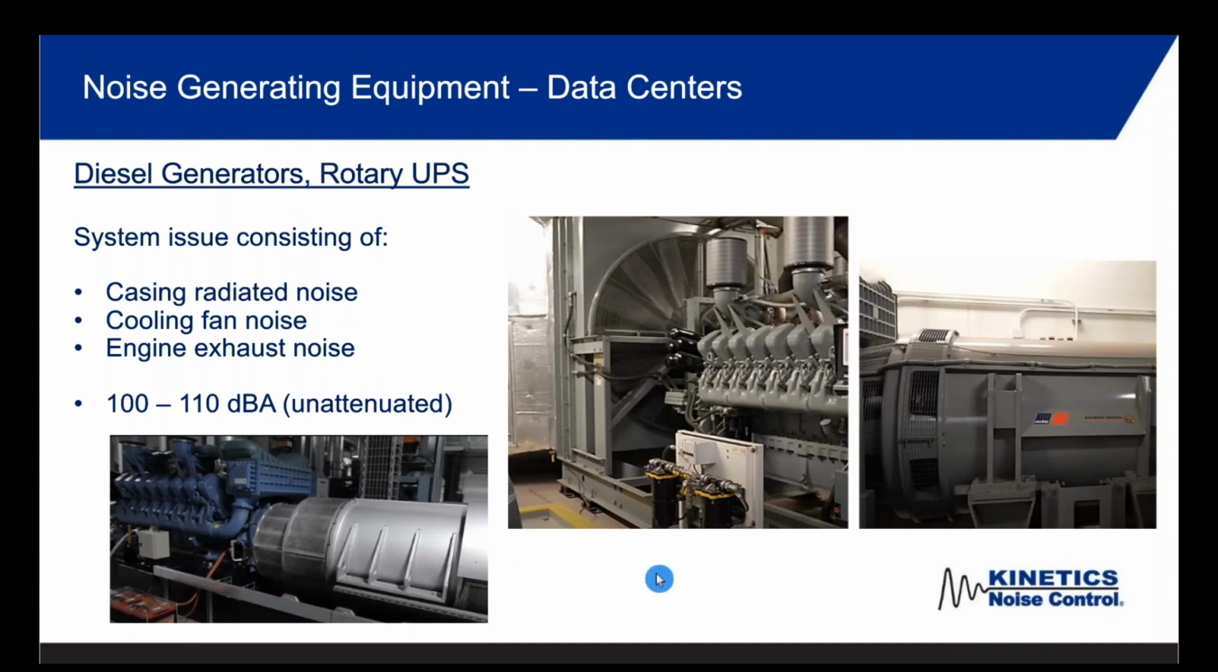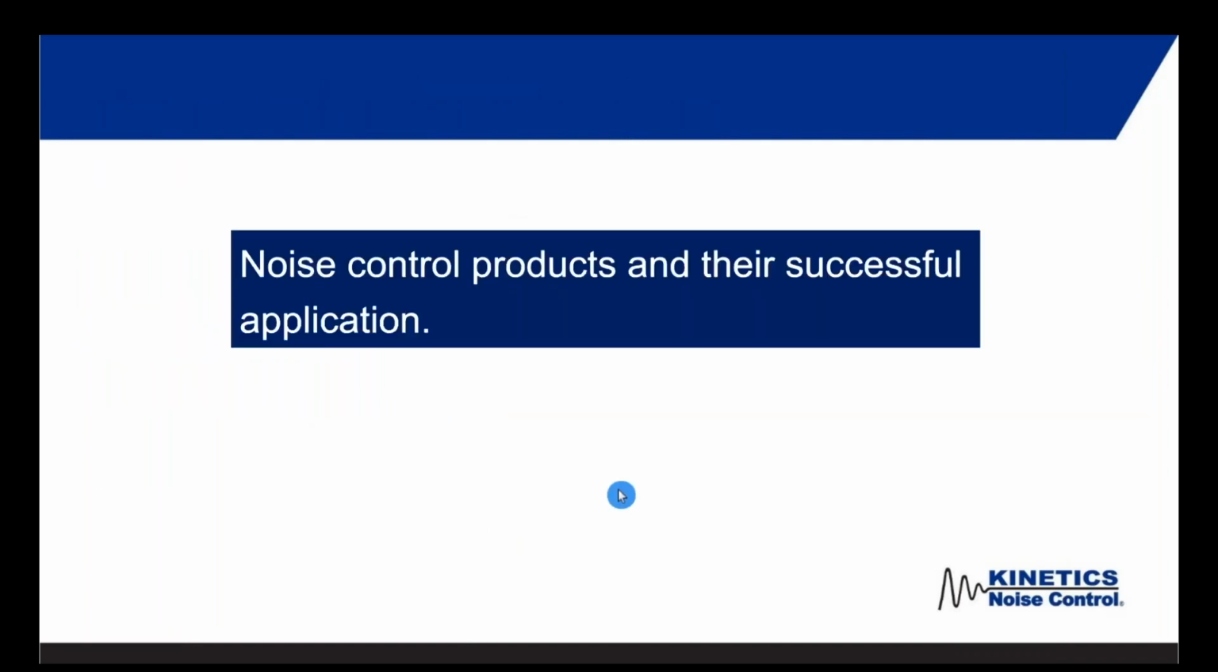Then indoors, we're looking at the diesel generators and rotary UPSs. We have the casing radiated noise off the generator, cooling fan noise outside the building, and engine exhaust noise. These all have to be taken care of. And unattenuated in a generator room, you're looking anywhere between 100 to 110 dBA. So this is just, once again, the noise of running a data center.